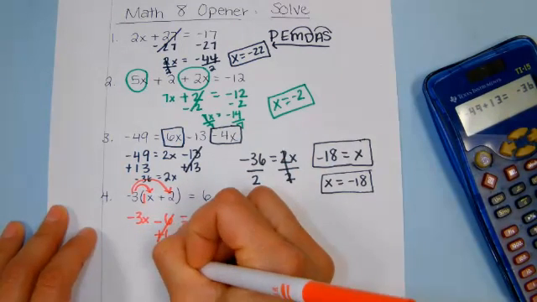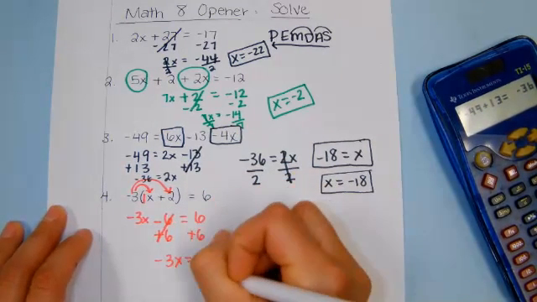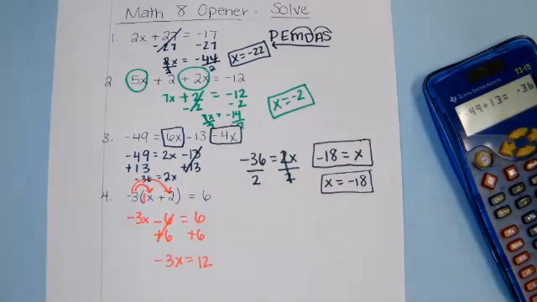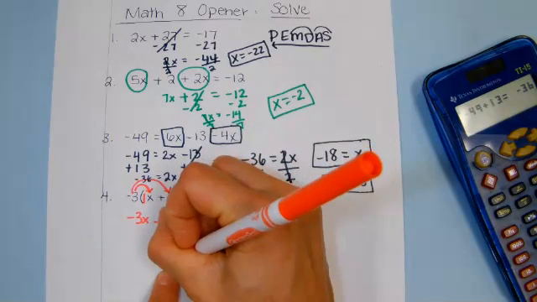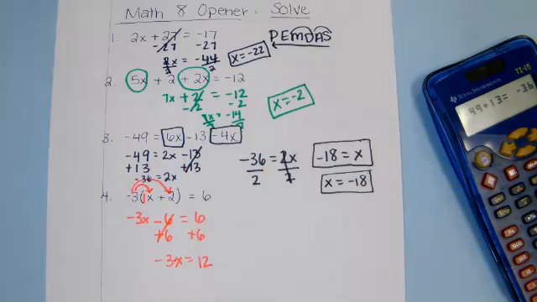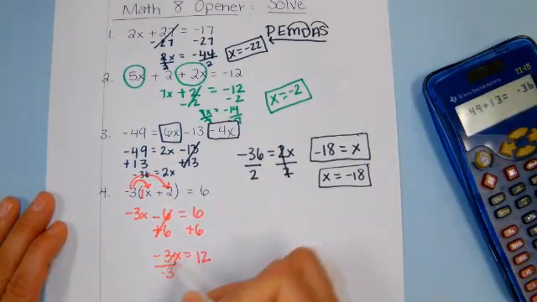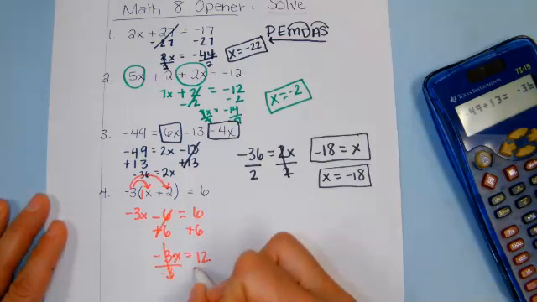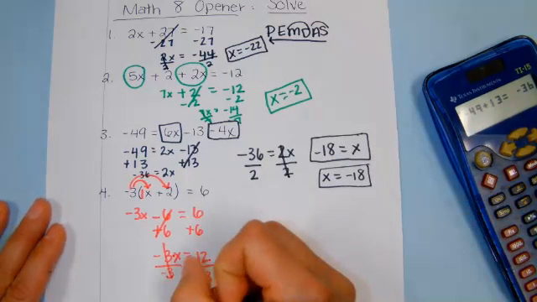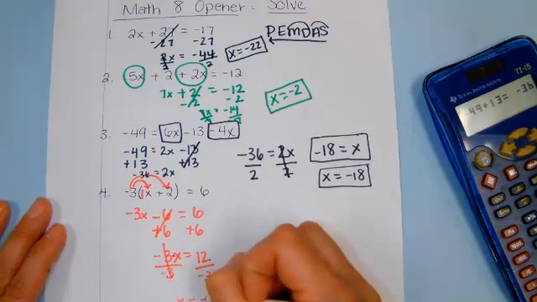So we bring down negative 3x. 6 plus 6 is 12. And then we're going to get this negative 3 out. But remember, this means negative 3 times x. There's a hidden times sign in there. So we're going to undo the times sign. To undo times, we're going to divide, and we're going to take that negative with us. So we're going to divide by negative 3, divide by negative 3 over here, and we finally get x equals negative 4.